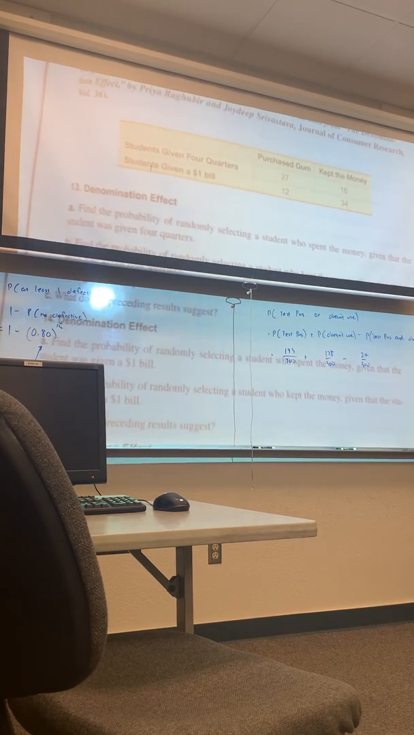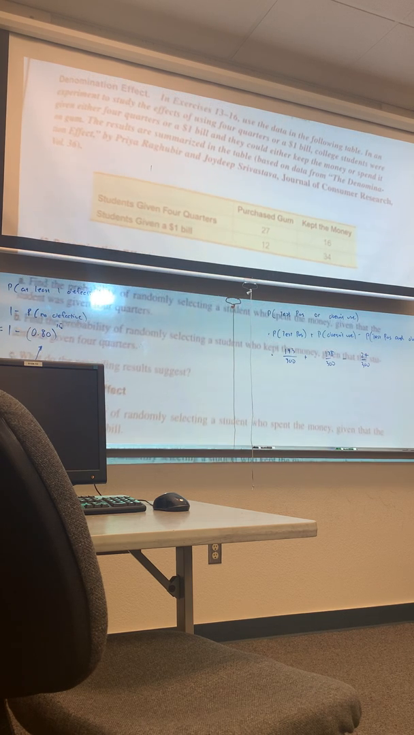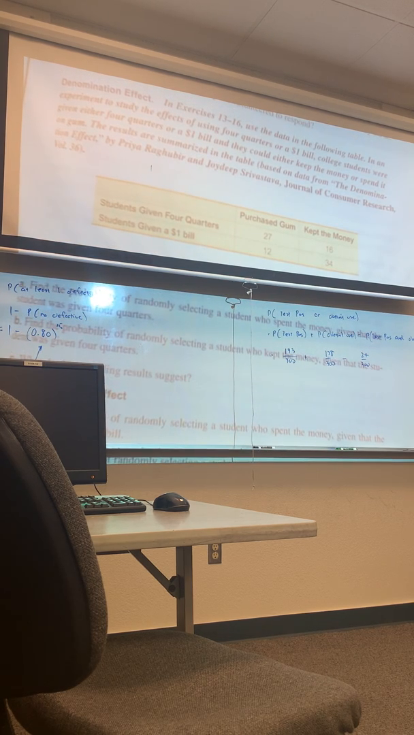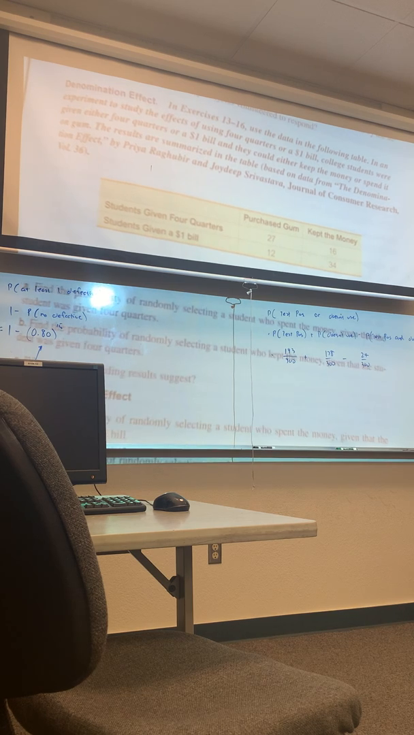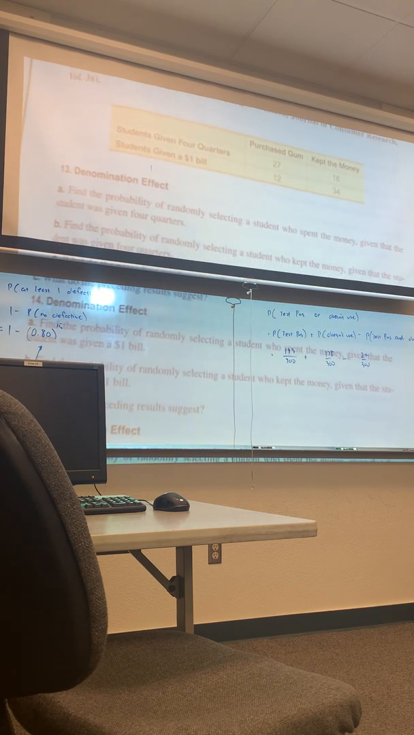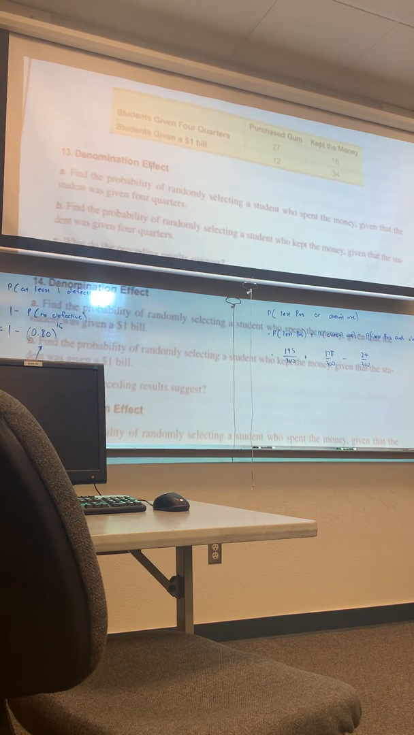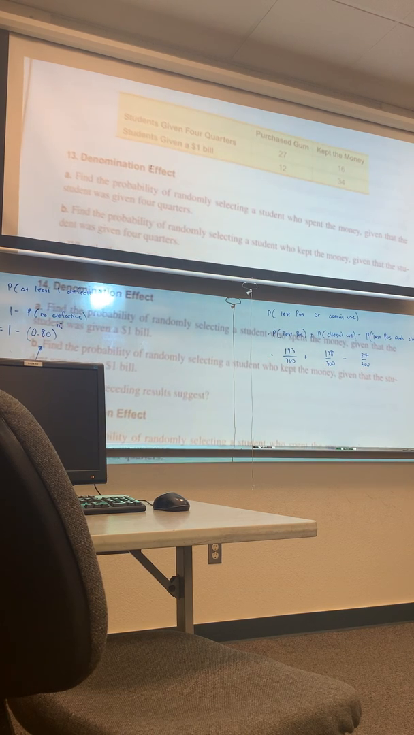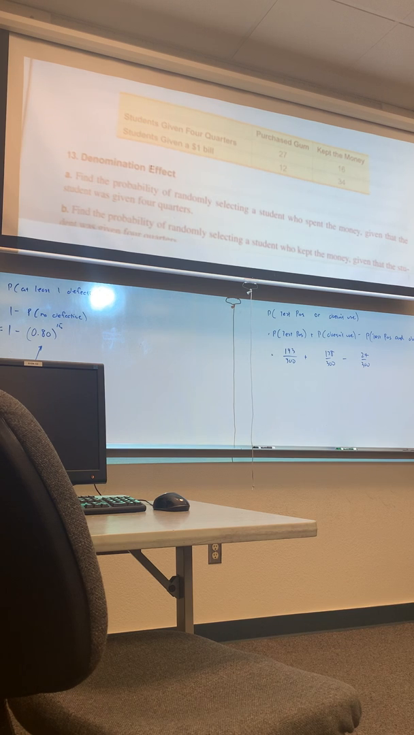So the denomination effect. Students were given either 4 quarters or a dollar bill, and it was determined whether they wanted to keep the money or spend it on gum. And here's the result. Find the probability of randomly selecting a student who spent the money given that she was given 4 quarters.